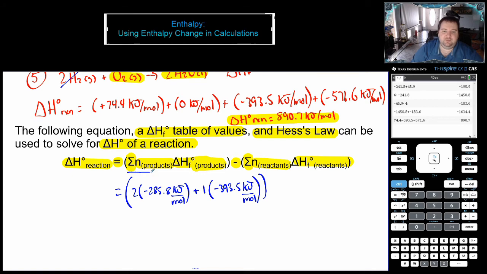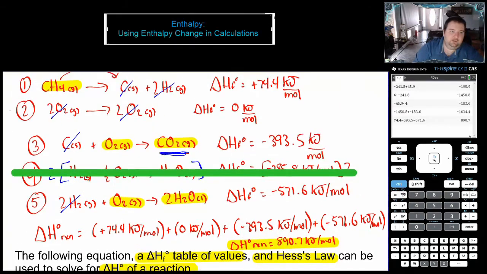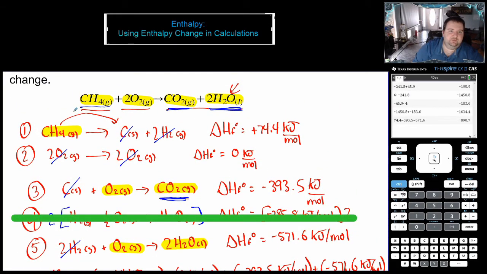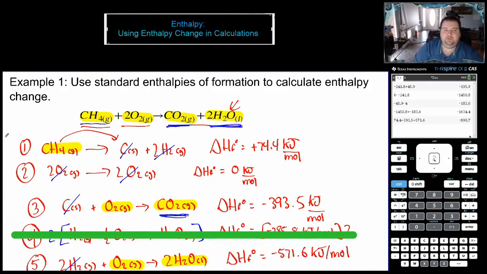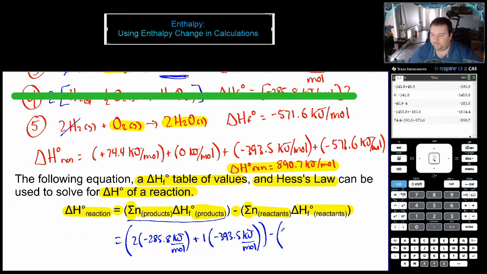That is this. I've done the sum of my moles times the HFs for each of my products. Now I need to subtract the sums of my reactants. So what are my reactants? CH4 and O2. How many CH4s? Just 1. 1 CH4, what's the delta HF for CH4? Negative 74.4 kilojoules per mole.